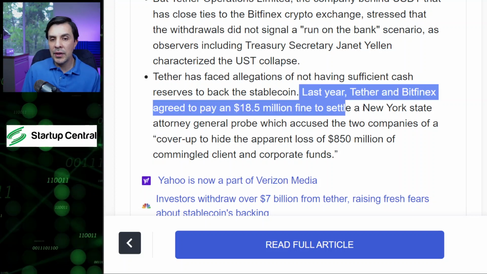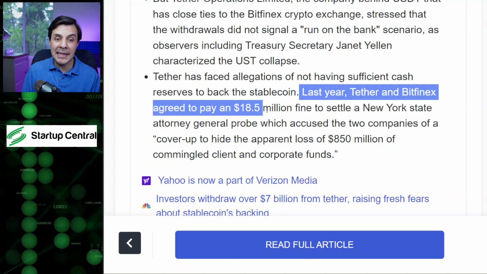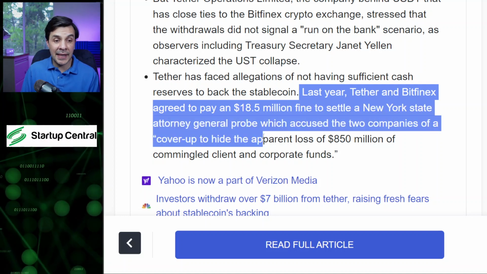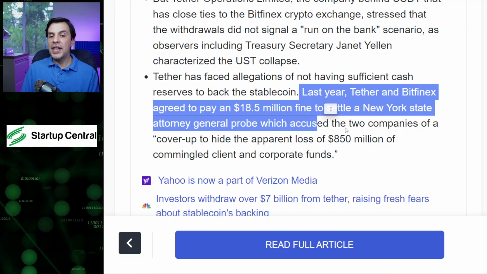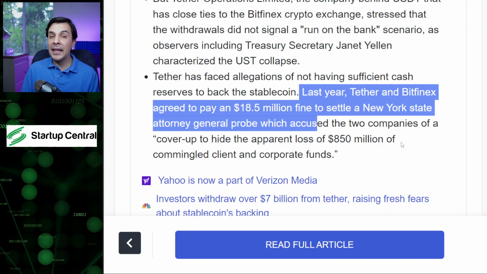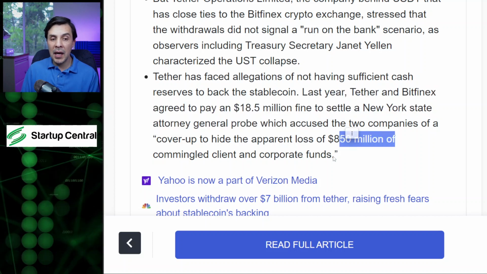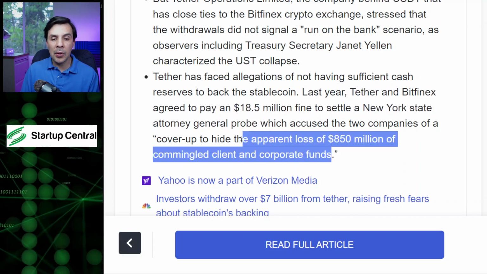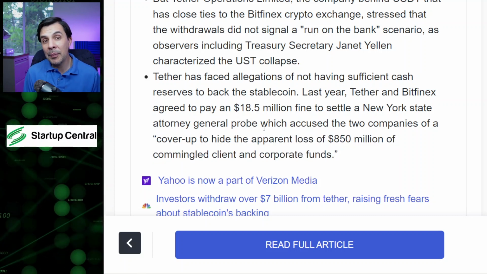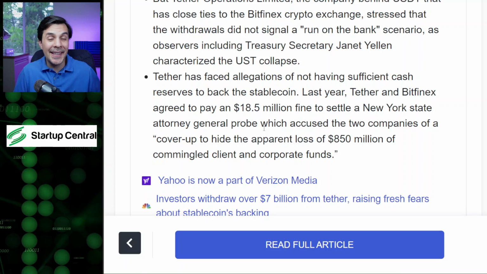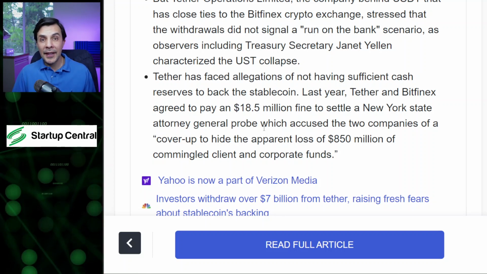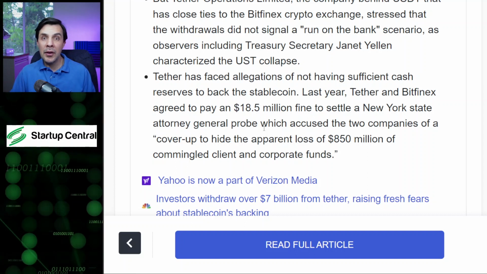Last year, it continues, Tether and Bitfinex agreed to pay an $18.5 million fine to settle a New York State Attorney General probe, which accused the two companies of a cover-up to hide the apparent loss of $850 million of commingled client and corporate funds. So they were fined for not being transparent, which we just said a moment ago. Are they transparent already after this fine? No, guys, not at all.